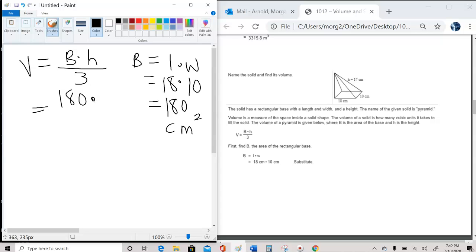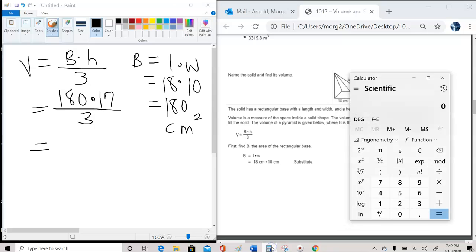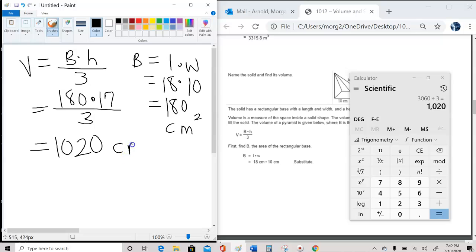Let's plug in the height now. That's 17, and this is all over 3. So we got 180 times 17 divided by 3. And for this one, no rounding is needed. It would be exactly 1,020 cubic centimeters for the pyramid's volume.